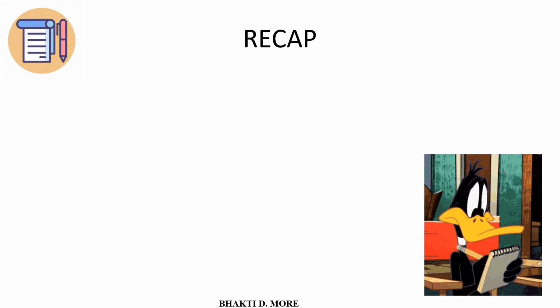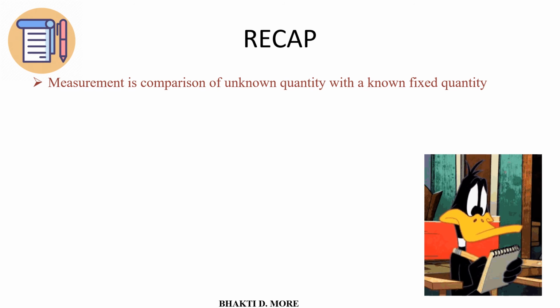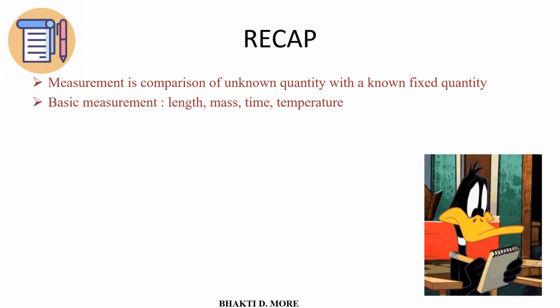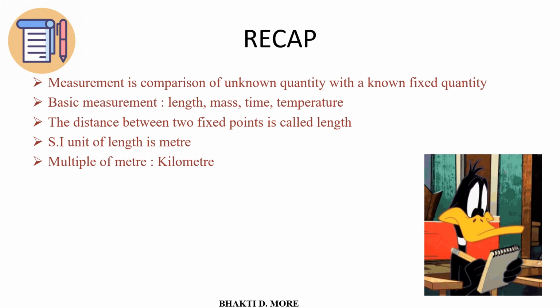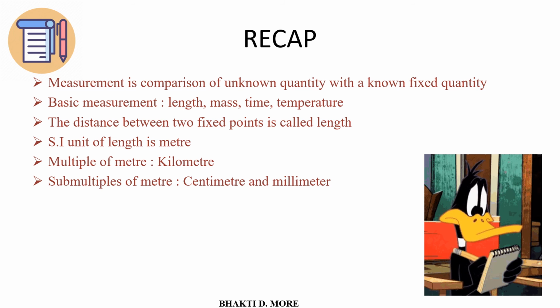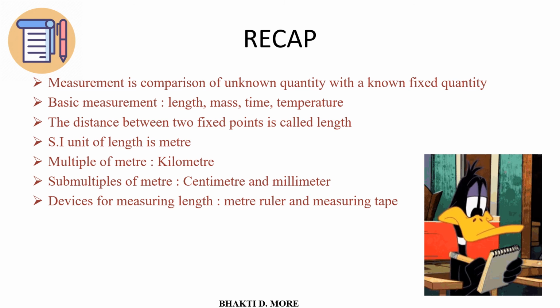So what did we learn today? Measurement is a comparison of an unknown quantity with a known fixed quantity. Basic measurements are length, mass, time and temperature. The distance between two fixed points is called length. SI unit of length is meter. A multiple of meter is a kilometer. Submultiples of meter are centimeter and millimeter. The devices for measuring length are the meter ruler and a measuring tape.